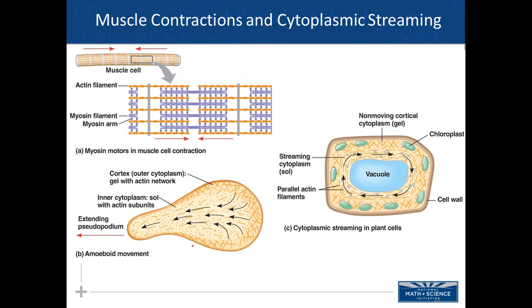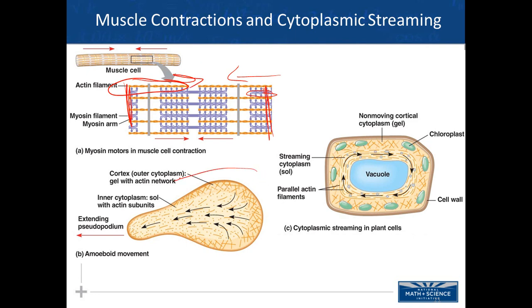So here is a unit involved in the contraction of a muscle. These are the actin filaments, and these are the myosin arms. As these little heads flip, it causes this sarcomere, or this unit, to contract and move in, causing the muscle to contract.